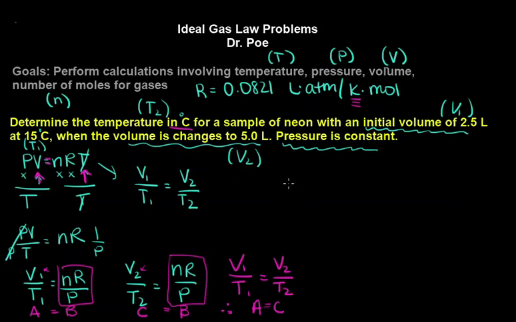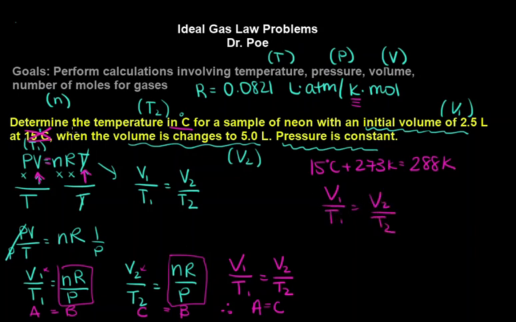It has to be. So the first thing we're going to do is take that 15 degrees Celsius, and we're going to add our 273 Kelvin to it. Let me pull out my calculator. 15 plus 273 equals 288 Kelvin. So we're not going to use that, we're going to use 288 Kelvin. Okay, so now we know our equation is V1 over T1 equals V2 over T2.